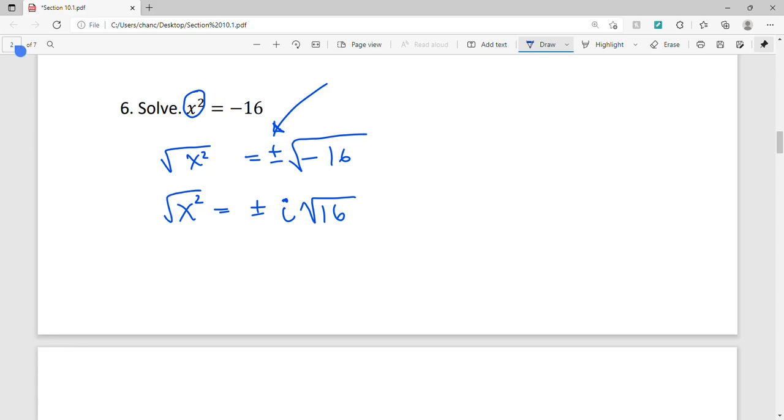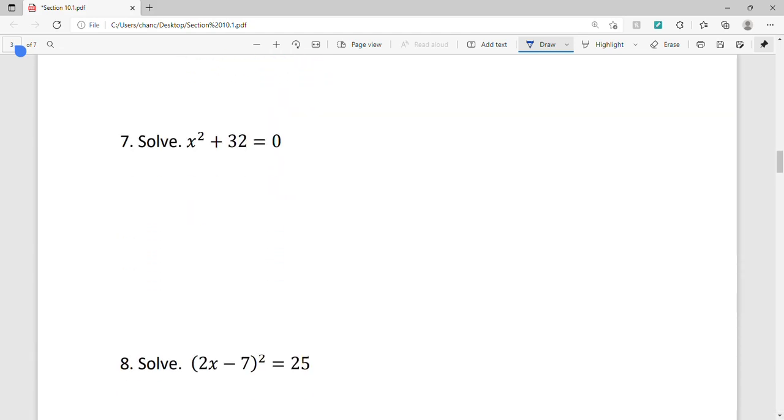On the left, we can simplify that. The square root here will cancel out, so that's x equals plus or minus. We know the square root of 16 is 4, so we'll put that in the front, and we have to multiply that with i. So we have two solutions. It's plus or minus 4i.